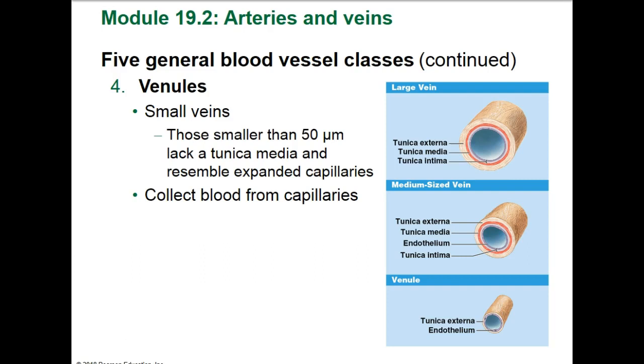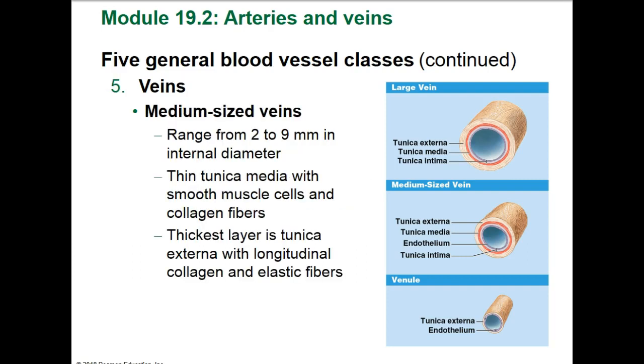The ones that are smaller than 50 micrometers do not have a tunica media, and they look very similar to expanded capillaries. So their purpose is to collect blood from the capillaries. And then we move to the veins, the medium-sized veins, which are 2 to 9 millimeters in internal diameter. They have a thin tunica media. They have smooth muscle cells and collagen fibers. And the thickest layer is the tunica externa, and it has longitudinal collagen and elastic fibers.